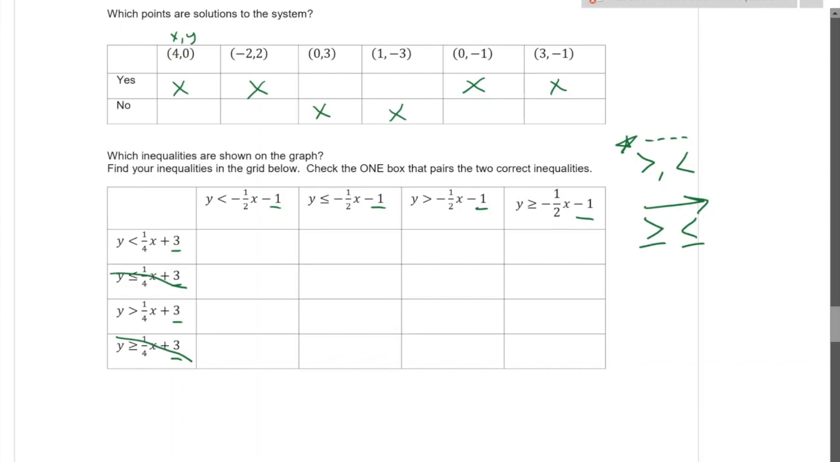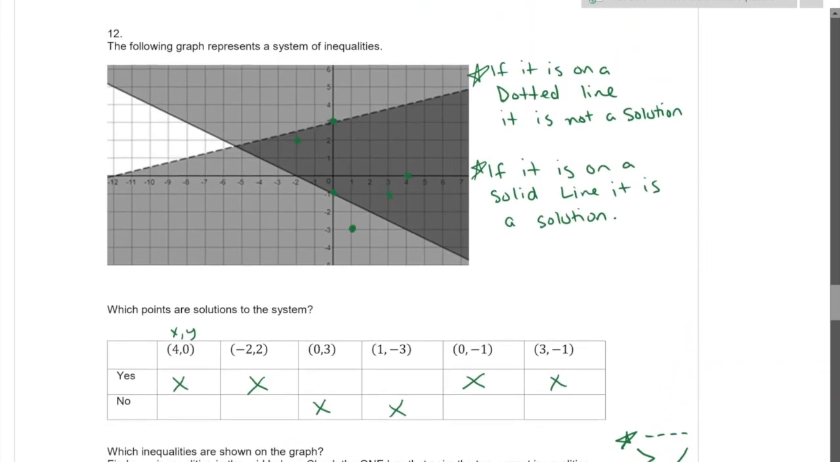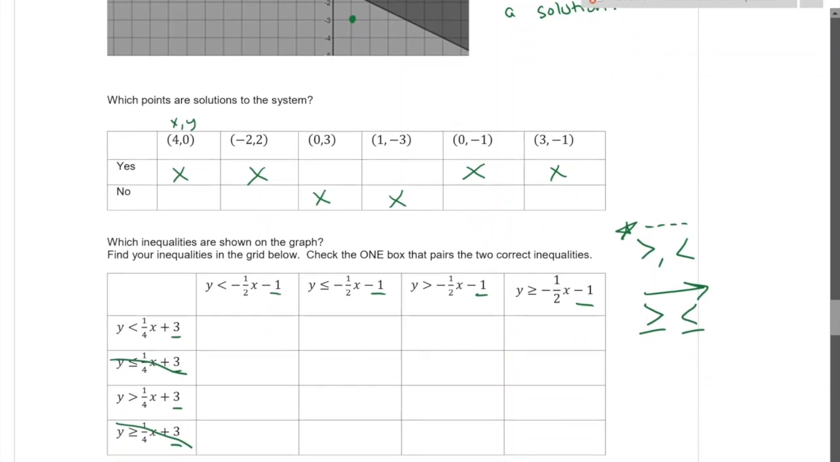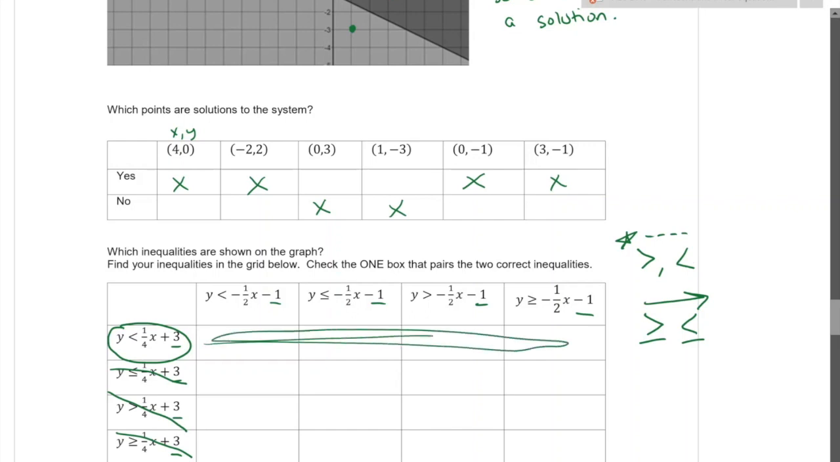So it's either this or this. Now I need to determine, do I shade up or shade down? So the dotted line is shaded down. So which one's shade down? Is it greater than or is it less than? It would be less than. So far, the only correct answers are going to be in this row.